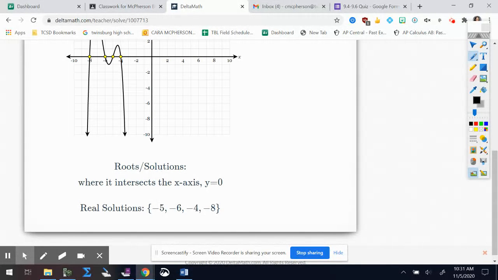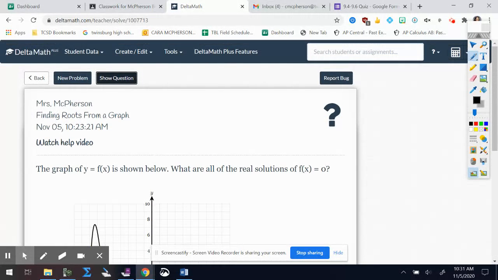So there are 4 places that this graph touches or crosses the x-axis. It happens at -5, at -6, at -4, and -8. Notice they didn't even put them in numerical order. As long as you have the 4 values, you're good, you're correct. So let me show you one that's not done.